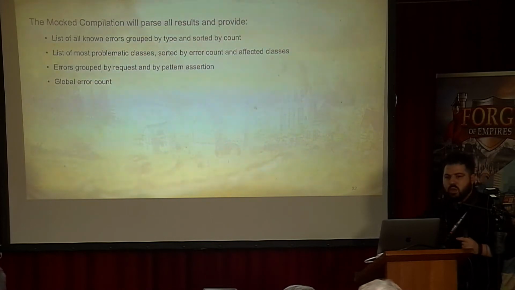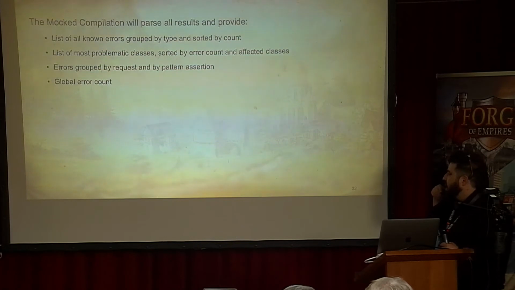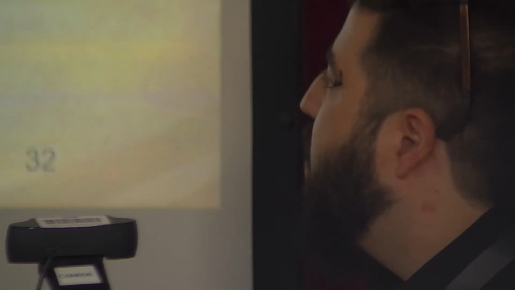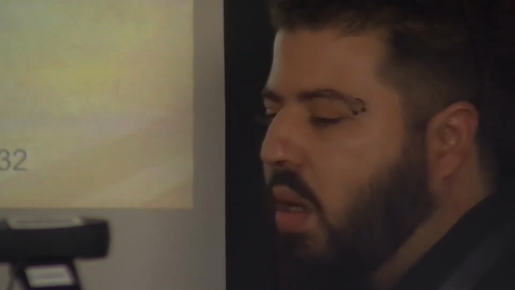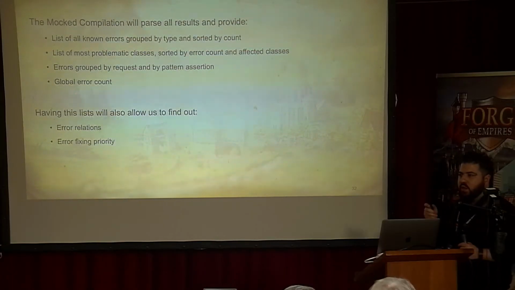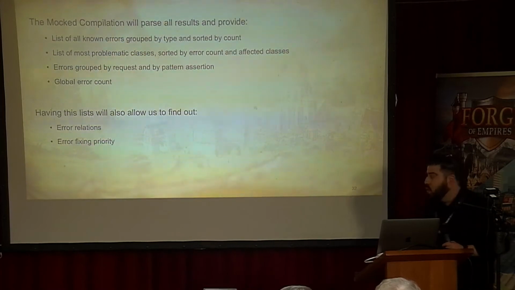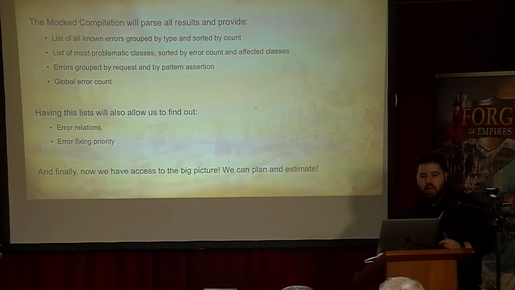We'll have the list of most problematic classes. We'll have errors grouped by patterns that we define and by patterns that the system detects. We'll have finally a global error count. And by us manually looking at these lists, we'll also be able to fix error relationships, like if you fix one error, you won't have another one. There are these types of situations. And we'll get some error fixing priority finally, which also means that now we can plan and estimate the effort of converting everything.